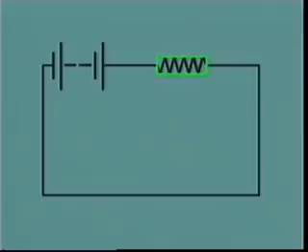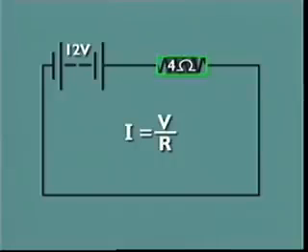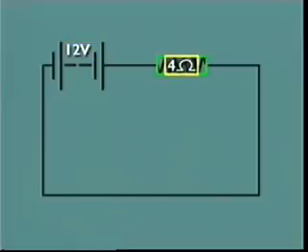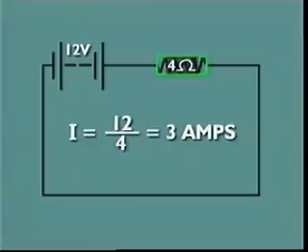Instead of breaking into a circuit to measure current with a meter, if voltage and resistance are known, Ohm's law may be used. Battery voltage can be measured, 12 volts. The value of the resistor is on its casing, 4 ohms. Current then equals voltage, 12 volts divided by resistance, 4 ohms. 3 amperes of current flows through every point in this circuit.